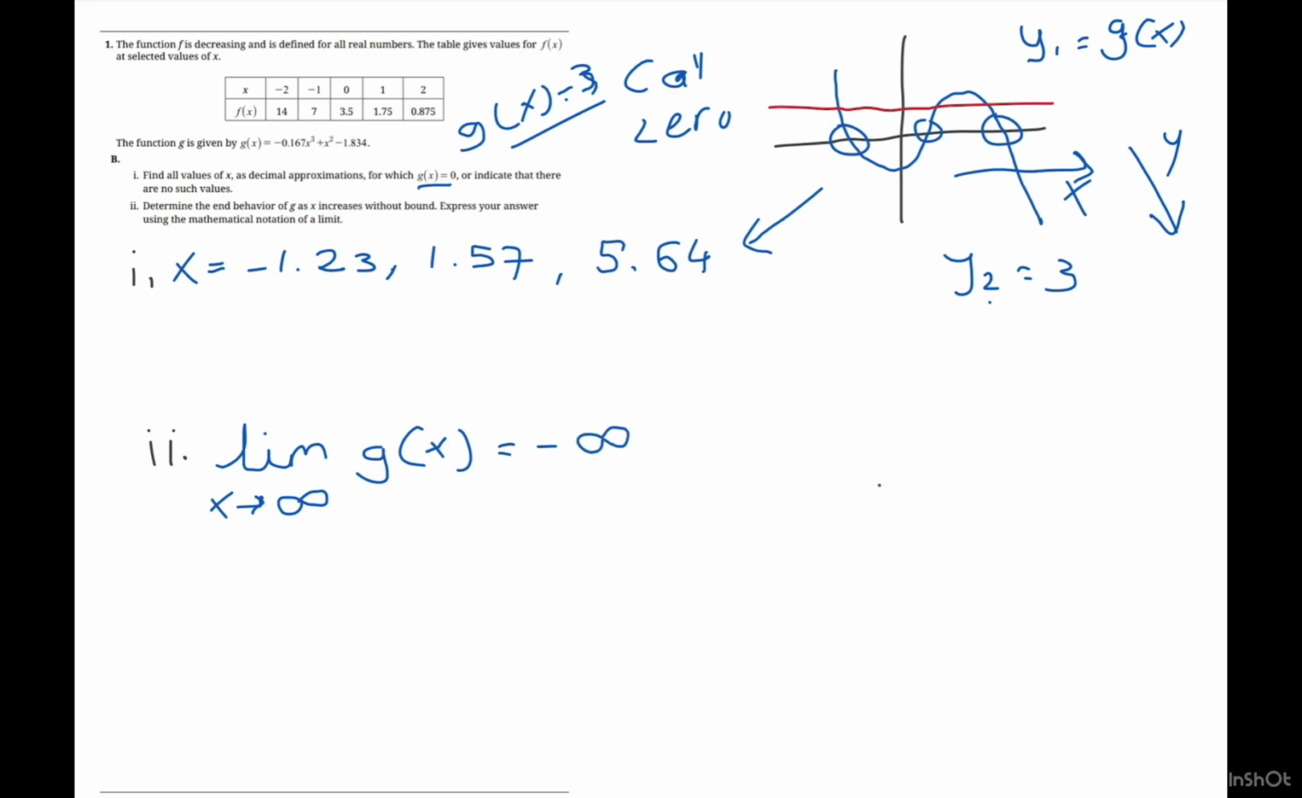Now, I think you might also need to write the sentence that the end behavior of g as x increases without bound is the following. I think you need that maybe, but if you don't, I don't think they'll cut your marks because they've just mentioned express your answer using mathematical notation of a limit. So I think that should be fine either way.